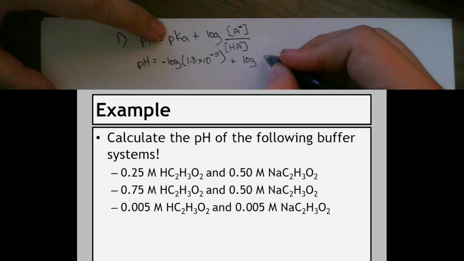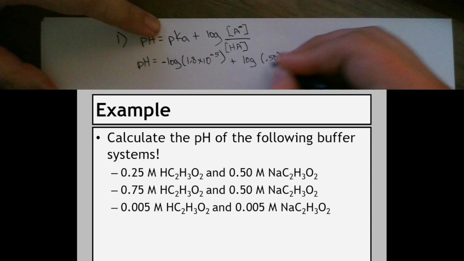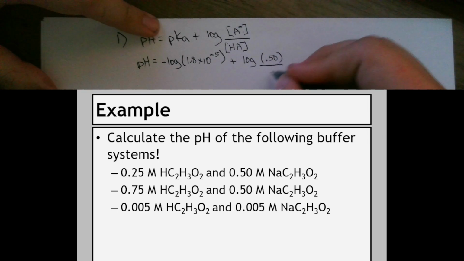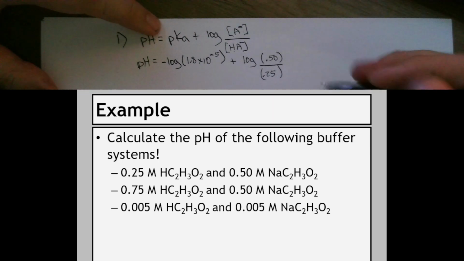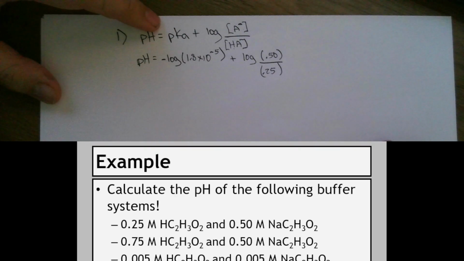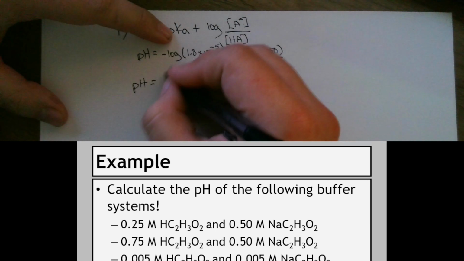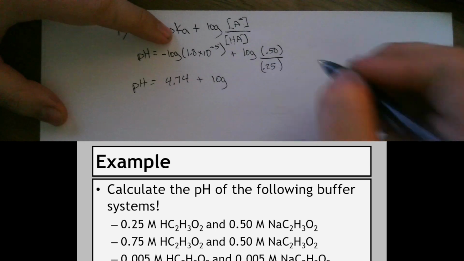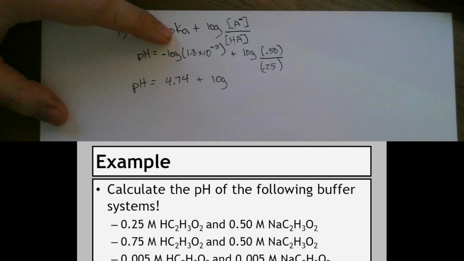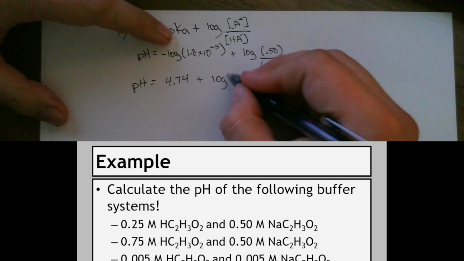Plus the log of A minus, which is going to be the 0.5 molar, divided by 0.25 molar, the concentration of our weak acid. So, this number I just plugged into my calculator. Negative log of this is 4.74. Plus the log, we're going to plug this into our calculator. This is going to be the log of 0.5 divided by 0.25, which is 2.